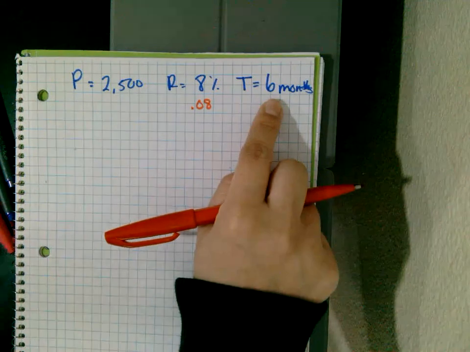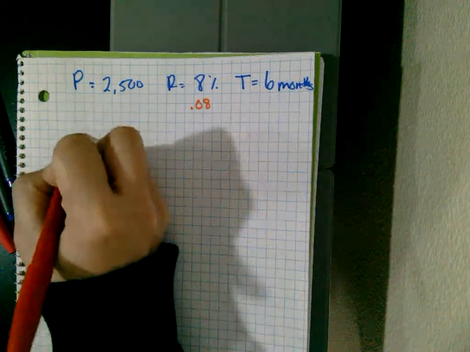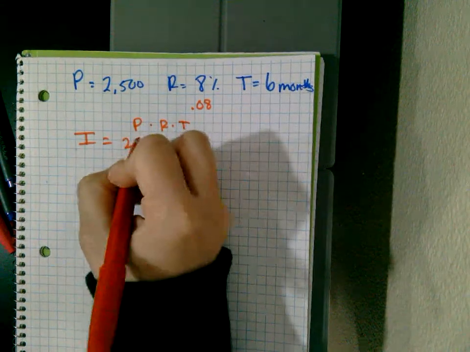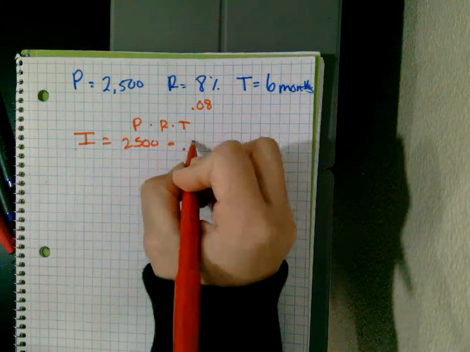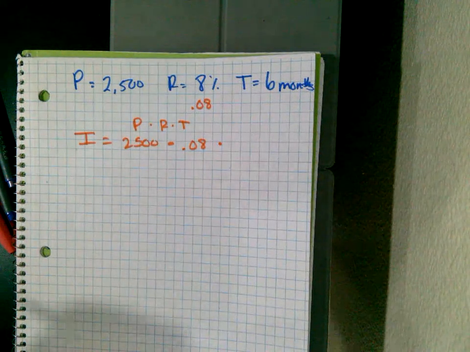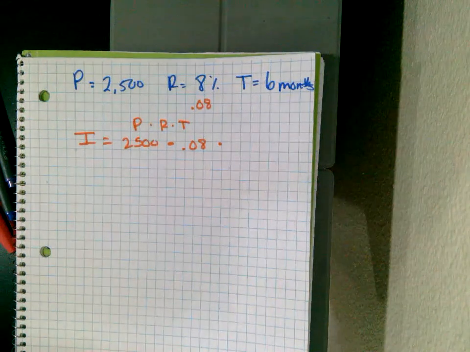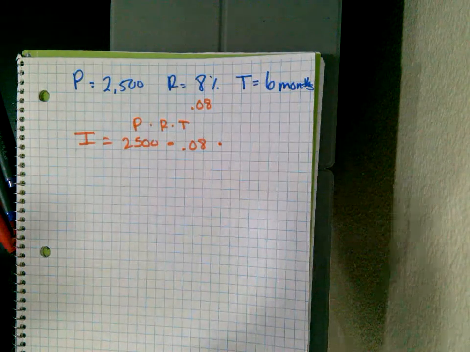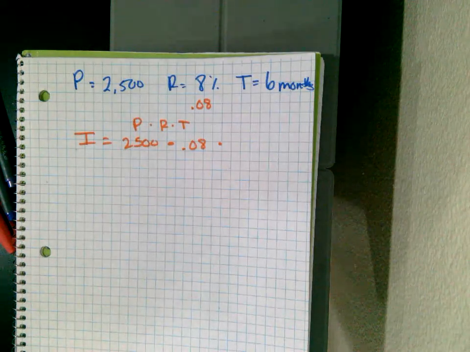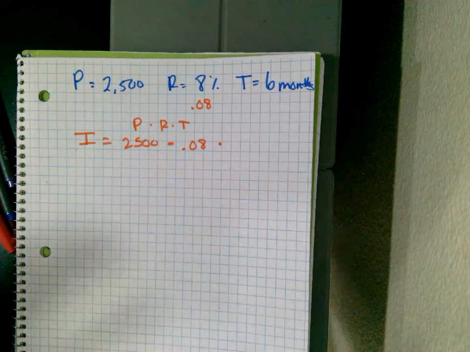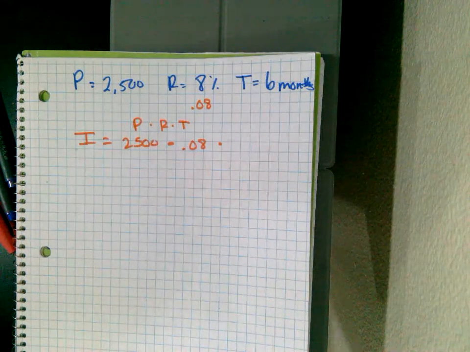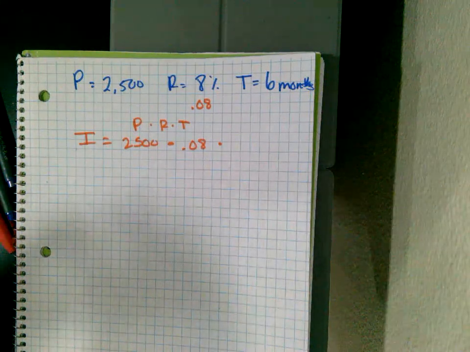So does anybody know what I would type in when I'm looking for interest is equal to PRT? So this is 2,500 times 0.08 times, what would be my time? 6 months. In years, what would that be? 6 months in years would be a decimal. You can also think about it as a fraction first. So 6 months is what fraction of a year?